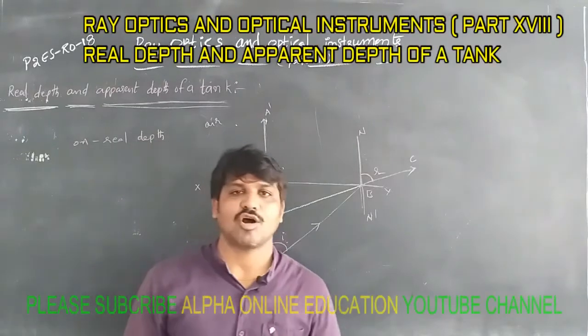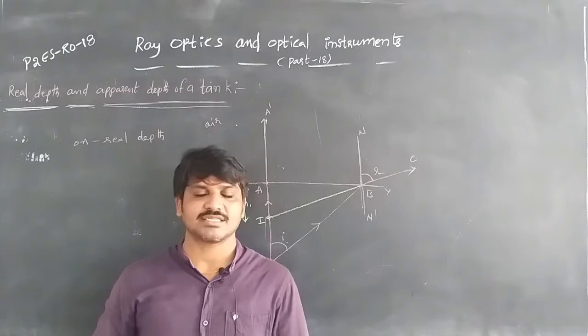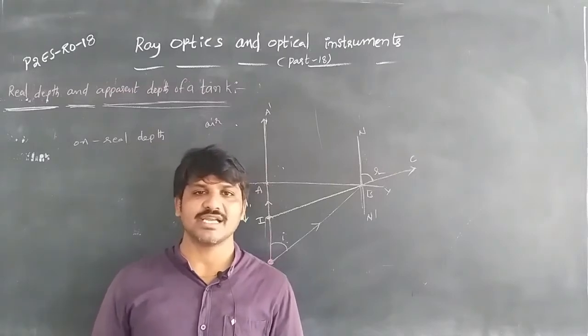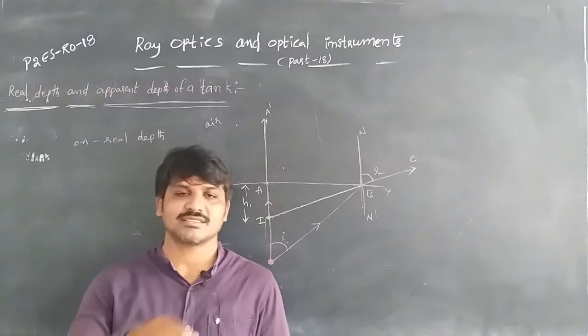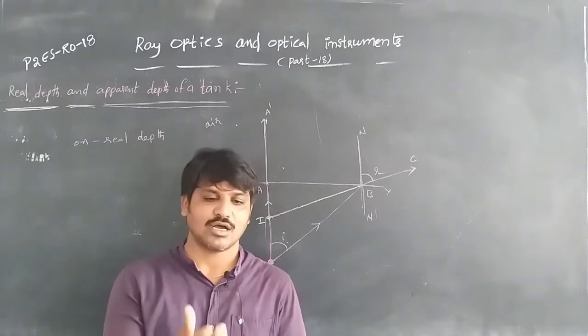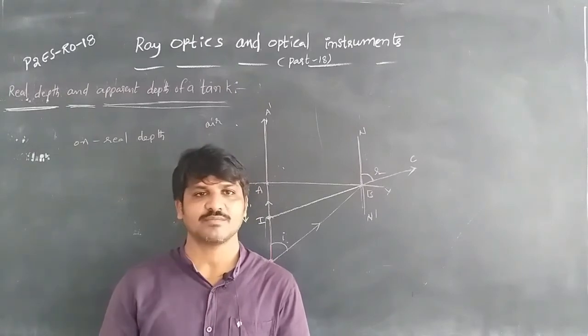Real depth and apparent depth of a tank. Here, real depth means when the object is situated in the water tank, the distance from the surface of the water to the object is called the real depth.